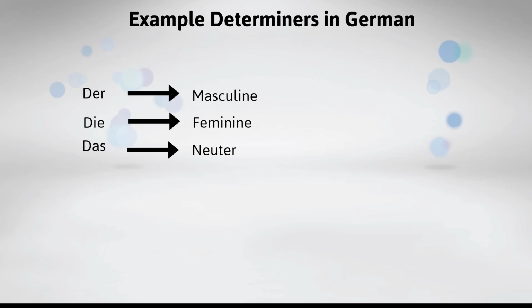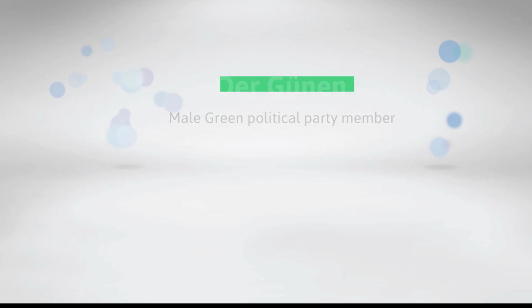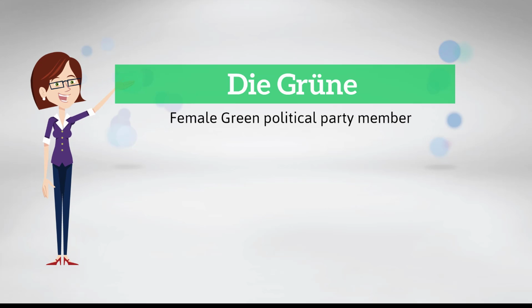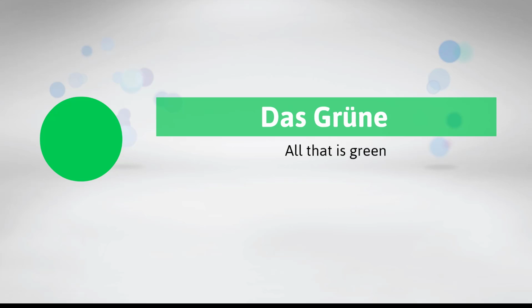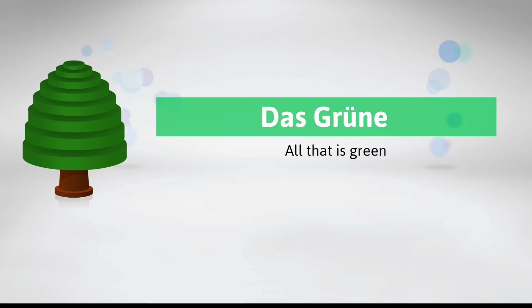In order to demonstrate the importance of this point, if you would like to refer to a male member of a political Green Party in Germany, you would need to call them der Grüne. If you want to refer to a female member of the Green political party in Germany, you would pronounce it as die Grüne, whereas das Grüne can denote all that is green, or serves as a metaphor to the concepts of nature.